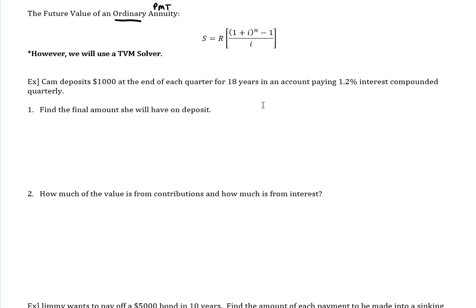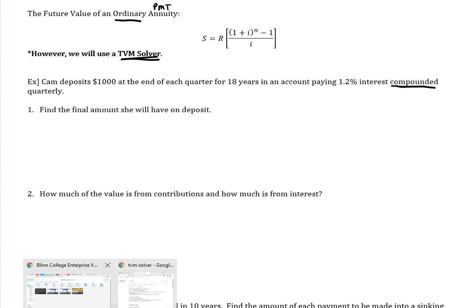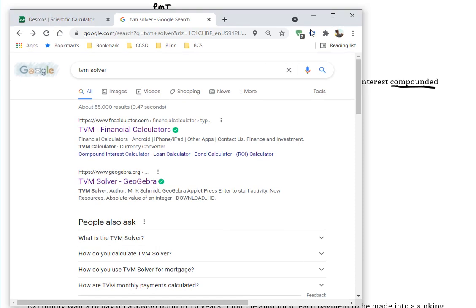Cam deposits $1,000 at the end of each quarter for 18 years in an account paying 1.2% interest compounded quarterly. Find the final amount she will have on deposit. We talked about this in the last video as well: as soon as you see something about compounding, that's where we want to use the TVM Solver. And that's where I use the free resource online.